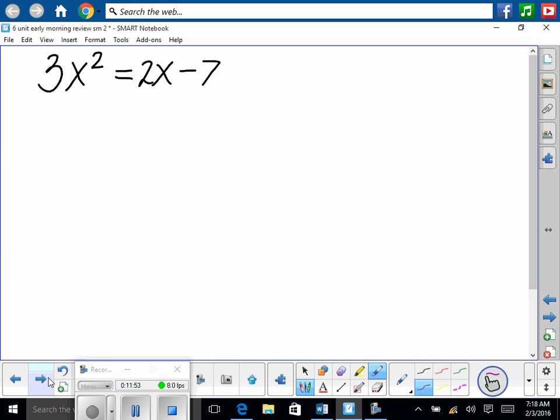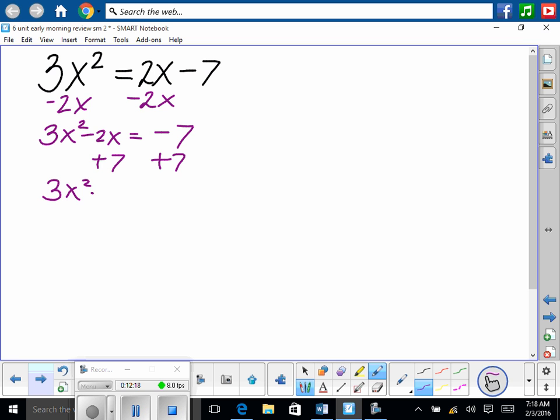Let's do another one. 3x squared is equal to 2x minus 7. So let's get it equal to 0 first. So I'm going to, because this is positive, I'm going to subtract 2x. But if it was negative, we would add 2x, right? You've got to get your signs right. So we have 3x squared minus 2x is equal to negative 7. Now to bring 7 over, we would add 7. So we have 3x squared minus 2x plus 7 is equal to 0.